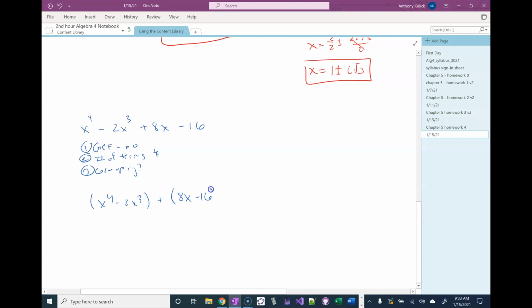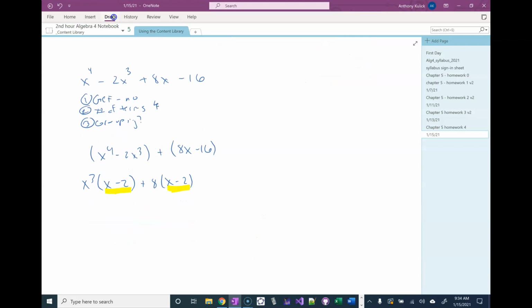So make my 2 groups. From the first group, we can take a greatest common factor of x cubed. From the second group, we can take a greatest common factor of 8. The key observation to make there is that those parts are identical. That tells us that the grouping is possible and we should continue to factor this thing. So when I take those x minus 2's out, I'm left with x cubed plus 8.